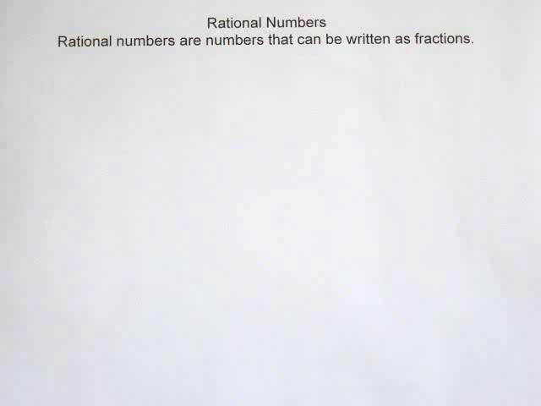In this video, we're going to talk about rational numbers. And what are rational numbers? Well, quite simply, as it says, rational numbers are numbers that can be written as fractions. So what kind of numbers would those be? Well, they'd be things like this, for instance.